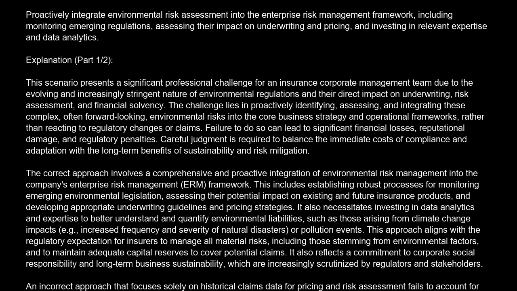The correct approach involves a comprehensive and proactive integration of environmental risk management into the company's enterprise risk management framework. This includes establishing robust processes for monitoring emerging environmental legislation, assessing their potential impact on existing and future insurance products, and developing appropriate underwriting guidelines and pricing strategies. It also necessitates investing in data analytics and expertise to better understand and quantify environmental liabilities, such as those arising from climate change impacts, e.g., increased frequency and severity of natural disasters or pollution events.